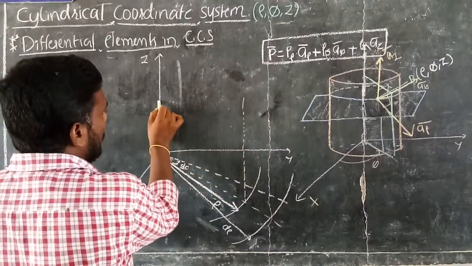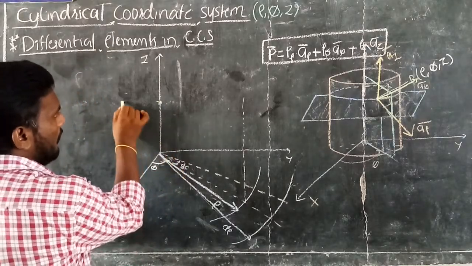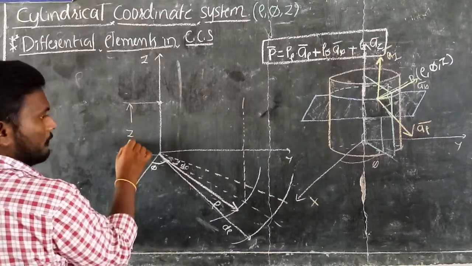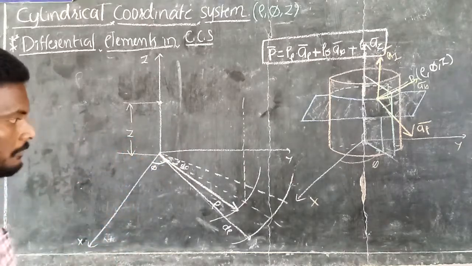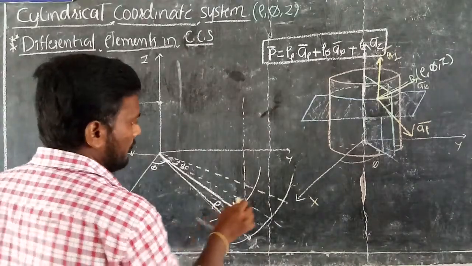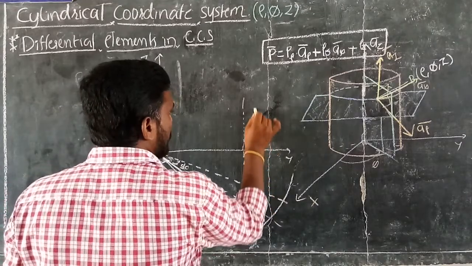So how many units is it from the xy plane? It is z units. Having z units. Okay, now, that's why I am drawing dotted lines towards upward.